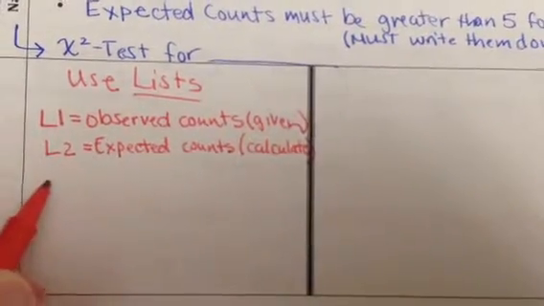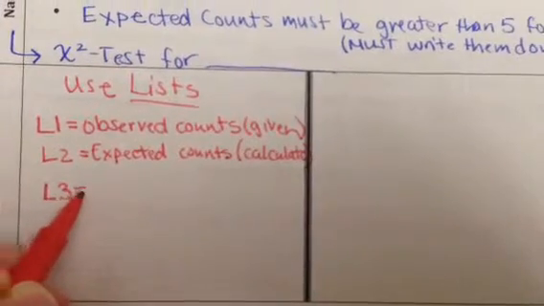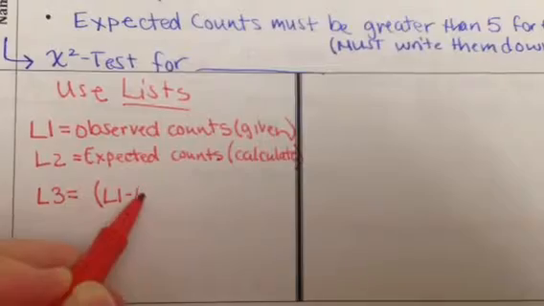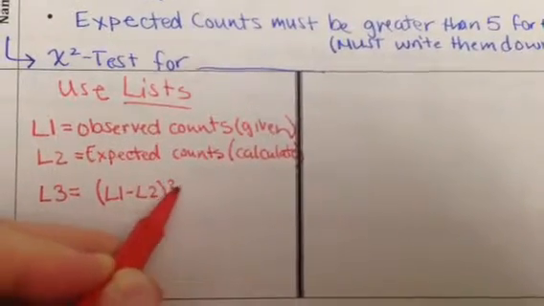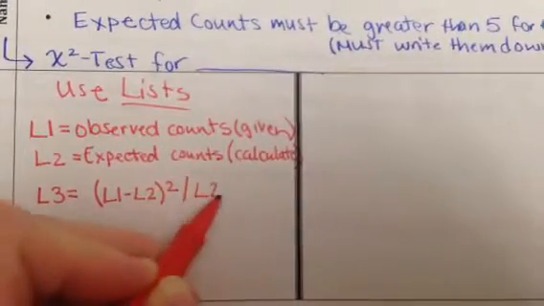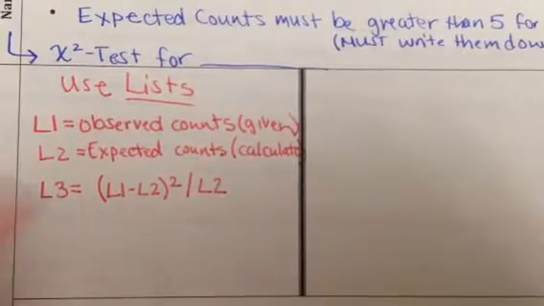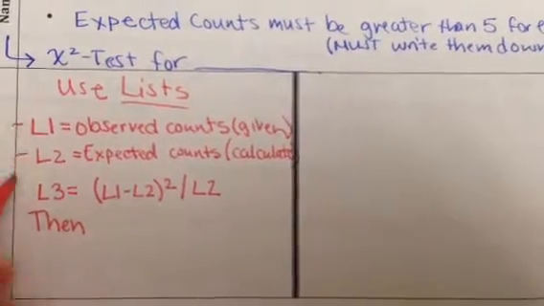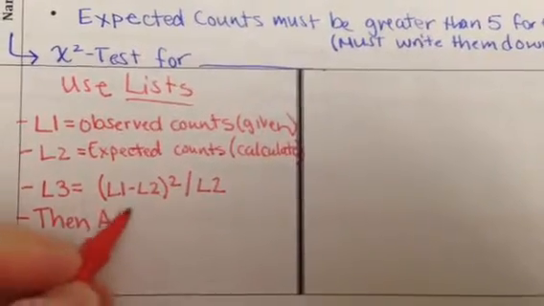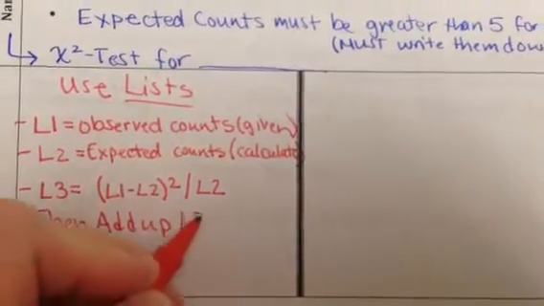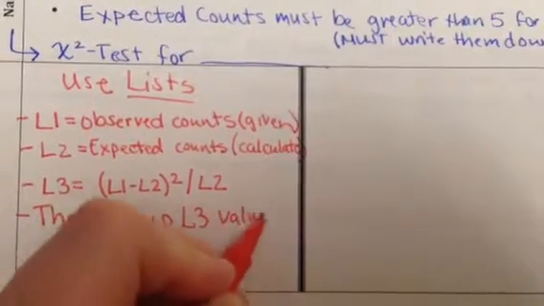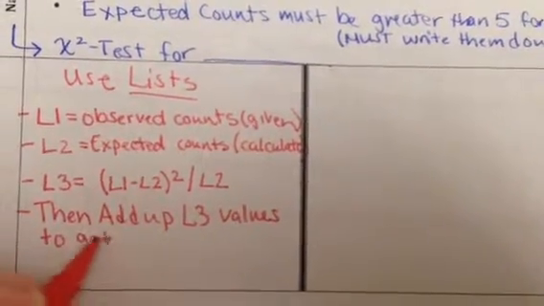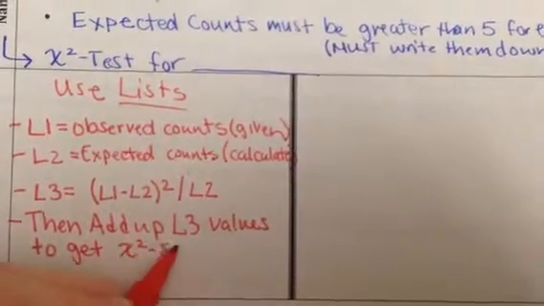And then what you're going to do is in L3, you're going to type in parentheses L1 minus L2 parentheses squared divided by L2. And then the last step is to add up the L3 values to get your chi-squared score.